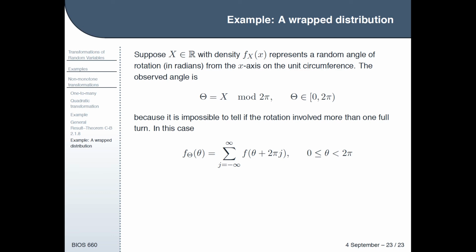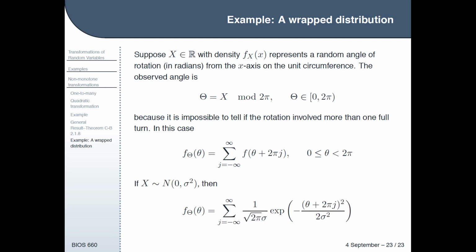So to get the density of this derived variable theta, you just take the density of the original f, shift it by 2 pi units where the shift varies over all possible integers, and add all those together. I don't know when you would ever do this in real life. This is kind of just an illustration of how this whole process works.